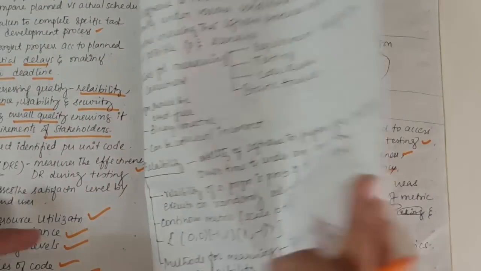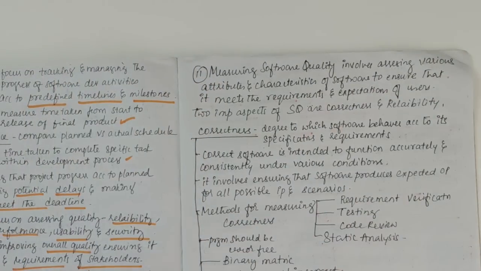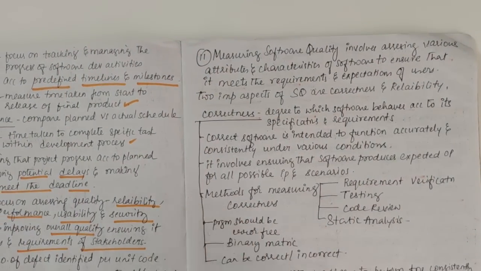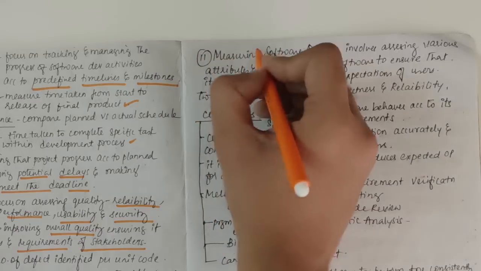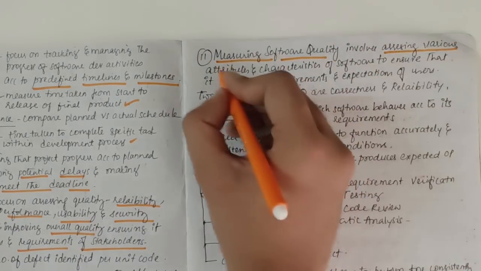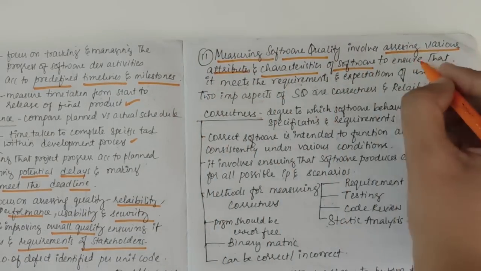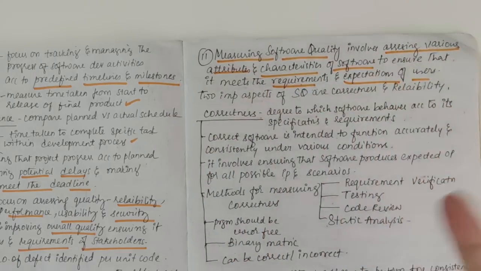Let's move further. We have measuring the software quality. Again, this is an important topic. What are the means of measuring software quality? There are two main factors: one is correctness and reliability. It could be asked for 5 marks only. Measuring software quality involves assessing various attributes and characteristics of software to ensure that it meets the requirements and expectations of stakeholders.